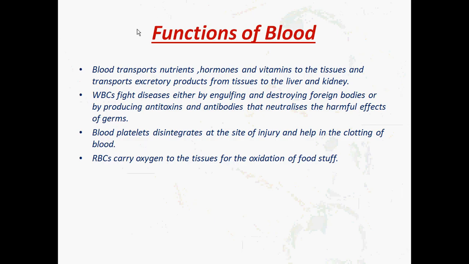And now students, the different functions of blood. You are familiar with the different kinds of functions of the blood, which include the transfer of nutrients, hormones and vitamins to the tissues, and the transfer of excretory products from the tissues to the liver and the kidney. The WBCs fight diseases either by engulfing or destroying foreign bodies or by producing antitoxins and antibodies that neutralize the harmful effects of germs. The blood platelets disintegrate at the site of injury and help the clotting of the blood, and the RBCs carry oxygen to the tissues for the oxidation of foodstuff.